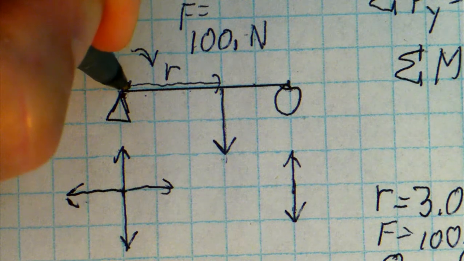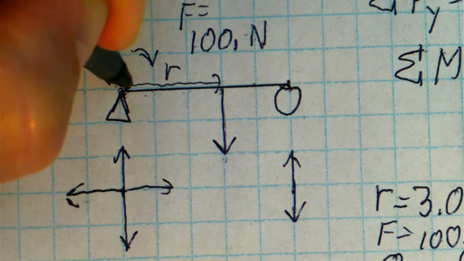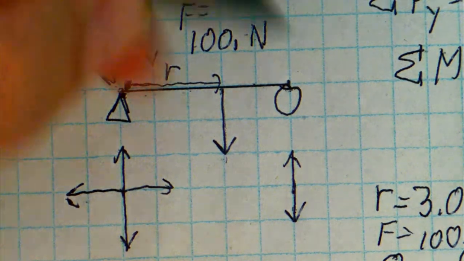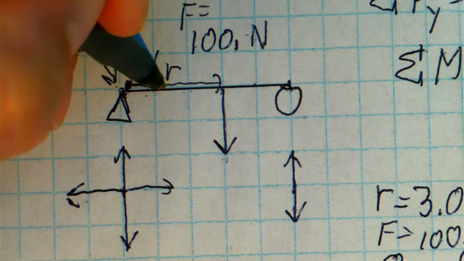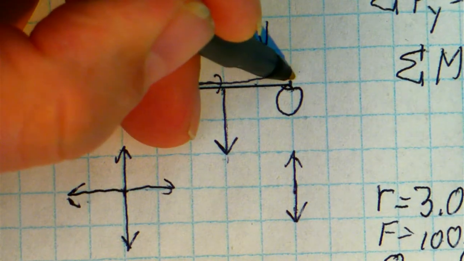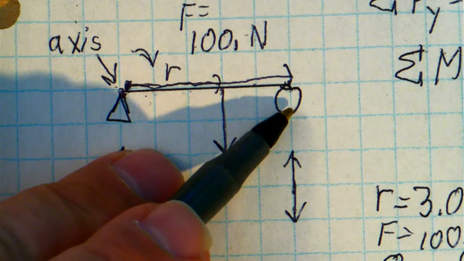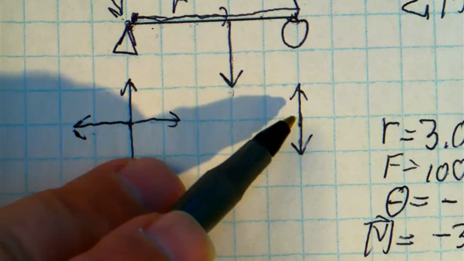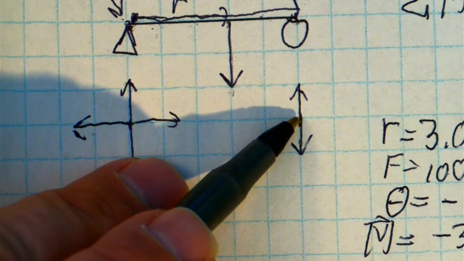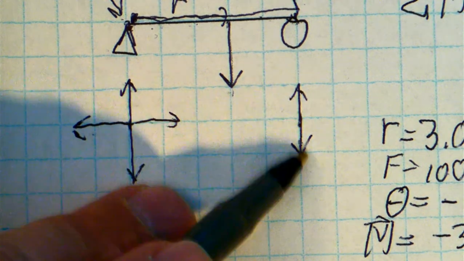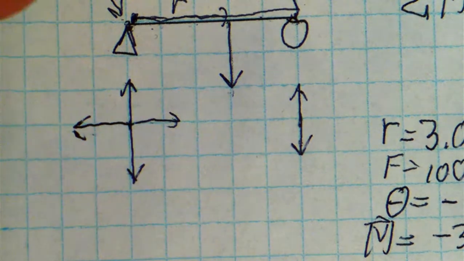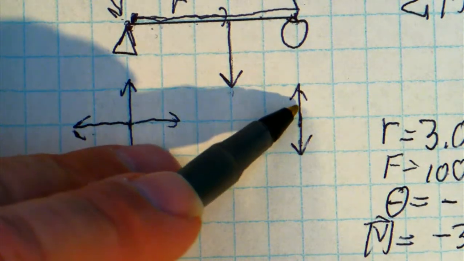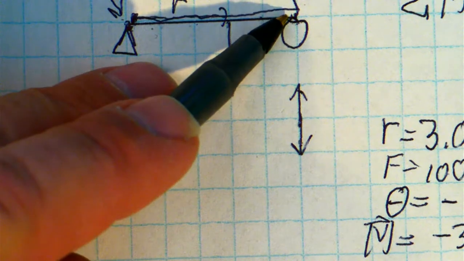So the new R is from the same axis of rotation. I can't switch it in the middle of a calculation. To the point of application of the reaction force going through the roller, which I hope you recognize is going to be an upward vertical force out of the two choices. The roller is going to be pushing up on the beam.